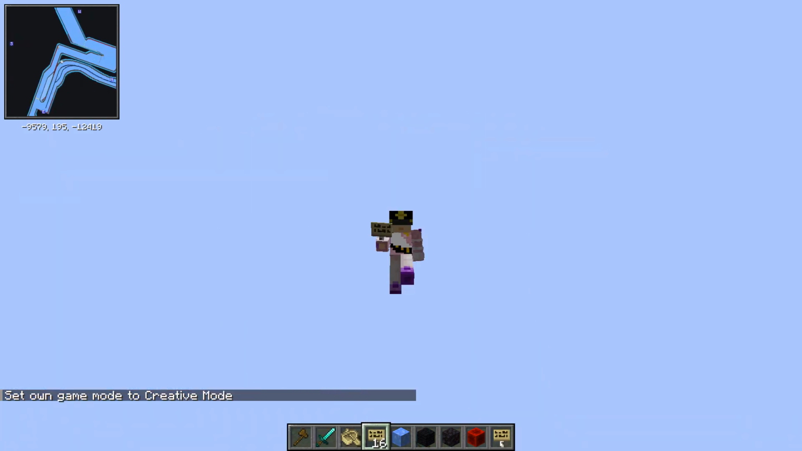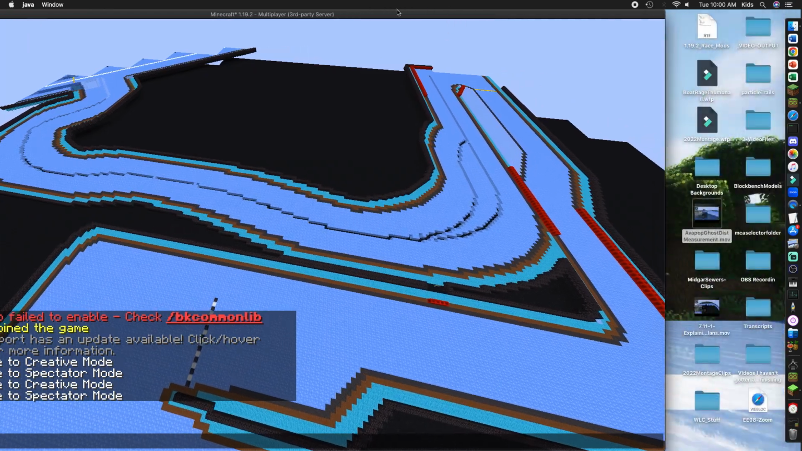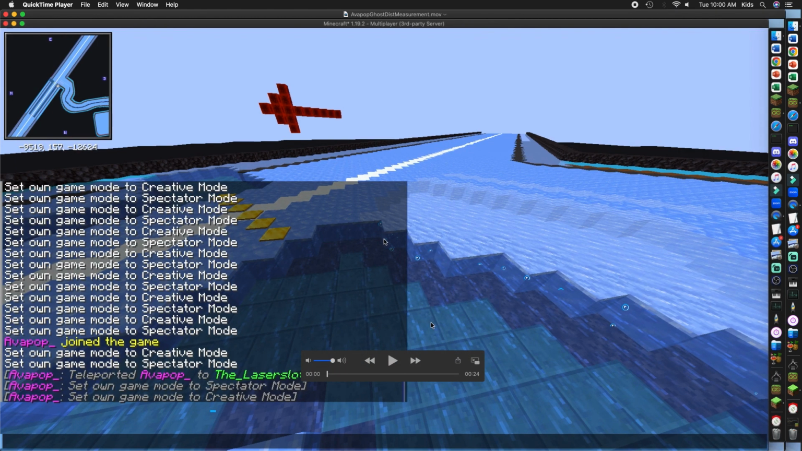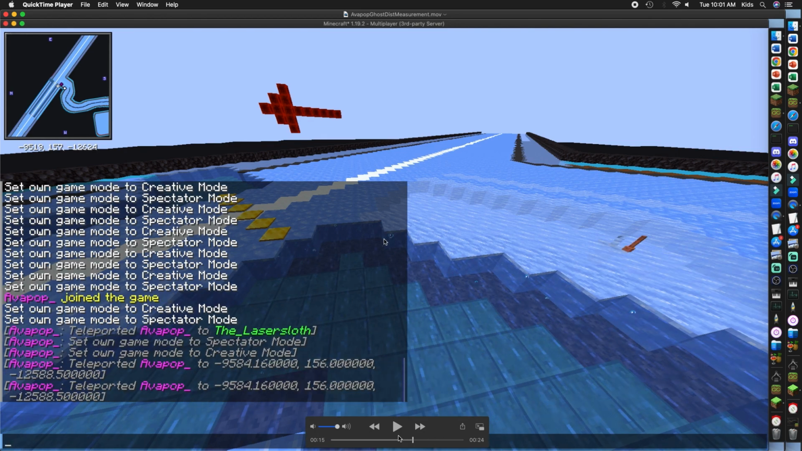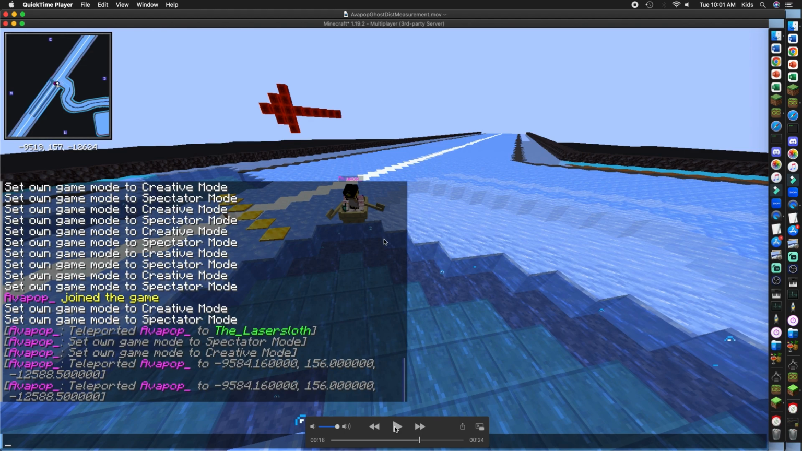Alright, we're back. So what I did was I went ahead and recorded Avapop entering the slow route. It's right here. And I want to see how long it takes, how many frames it takes for the ghost to catch up to the rod, or where the rod was.